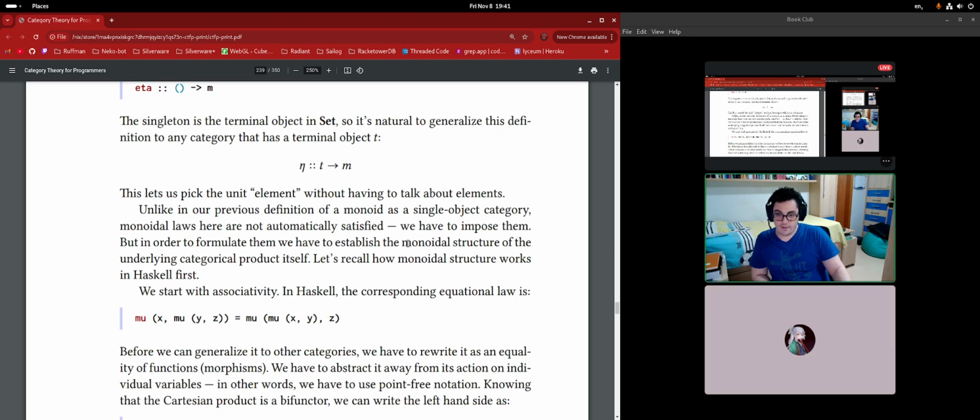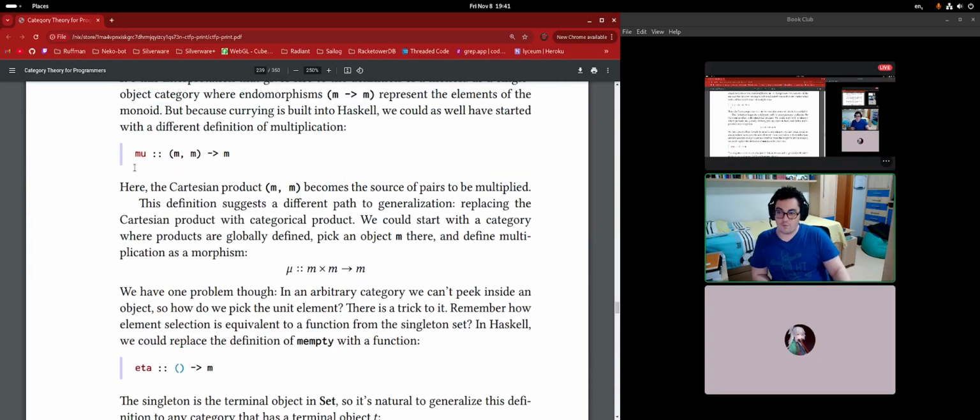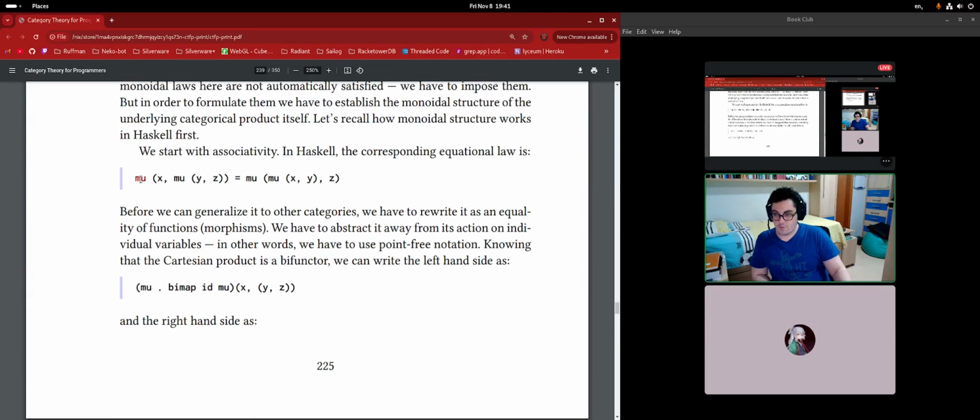So let's formulate them to establish the monoidal structure. We start with associativity. In Haskell, and again, we're going to work now with pairs. So we want to establish this. This is an instance of associativity working. You have the operation working on this and then working with x on the result of this. And associativity means that you can actually do x with y first and then do it with z.